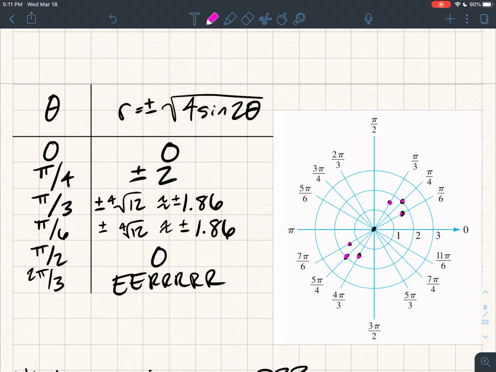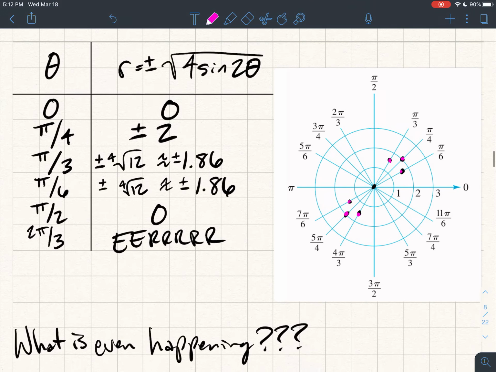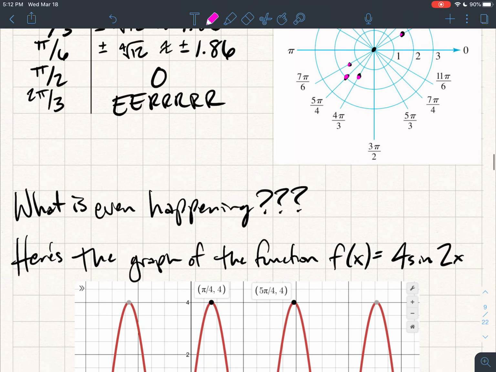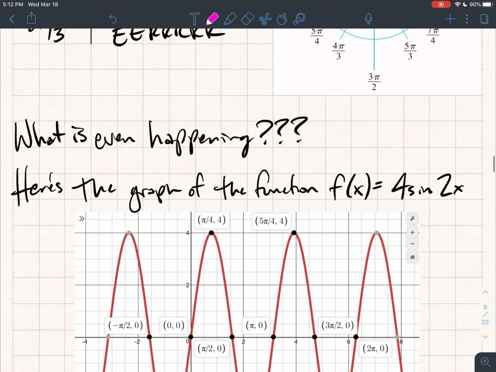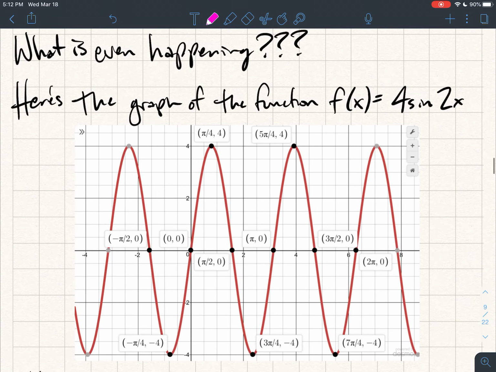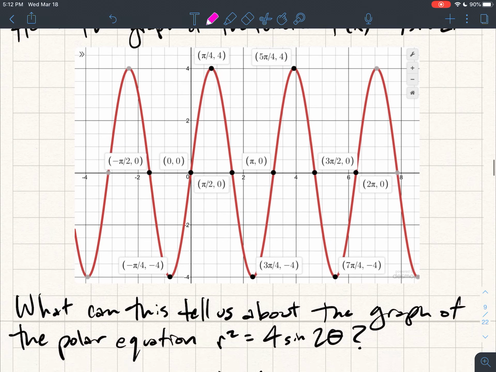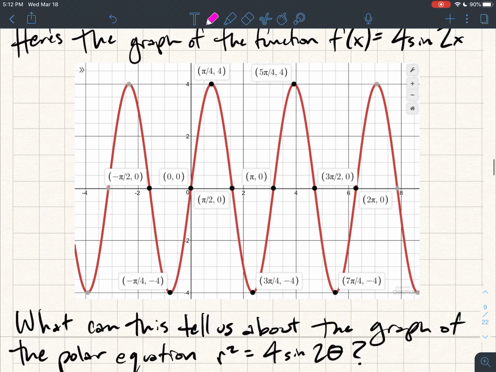We got a bunch of points. Now, if these were graphs that you were used to seeing, you would know what general shape they would be in, and you might be tempted to connect the dots in a certain way, and that's not going to be the right way. If you want to think it through, this is the graph for the function 4 sine 2x in rectangular coordinates, right? I plug in x, it gives me a y value. So what can this graph of 4 sine 2x tell us about the graph of the polar equation r squared equals 4 sine 2 theta?